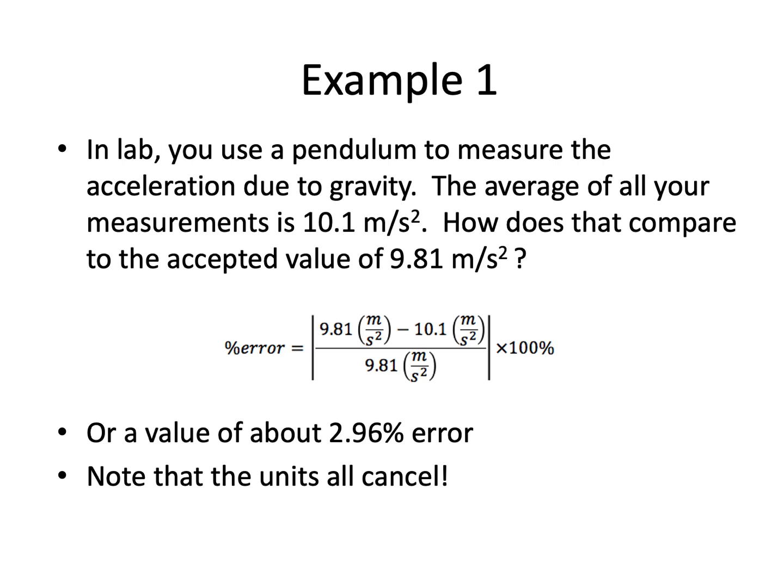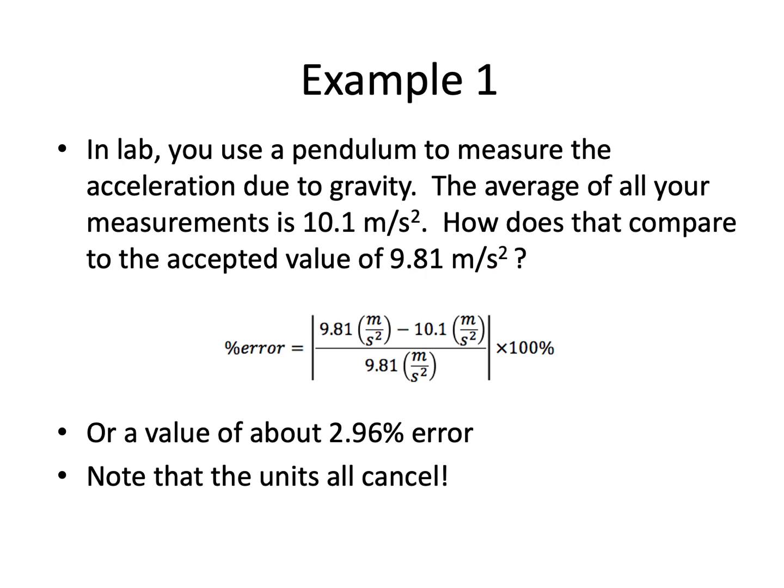So let's look at an example. Let's say in a lab we used a pendulum to measure the acceleration due to gravity, and we're actually going to do that experiment in lab later this semester. And let's say we measure that, and the average of all our measurements tells us that the acceleration due to gravity is 10.1 meters per second squared. How close is that to the accepted value of 9.81 meters per second squared?